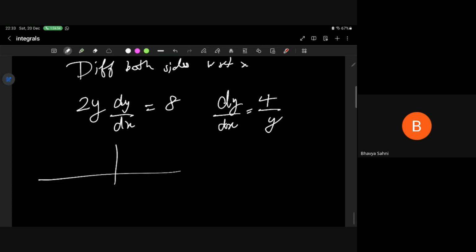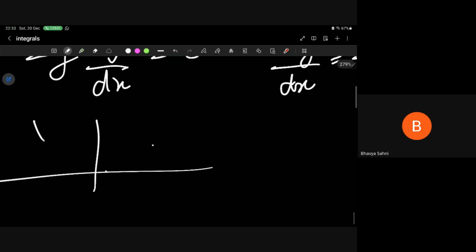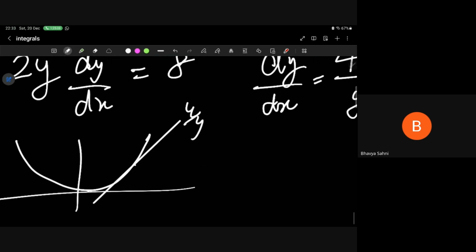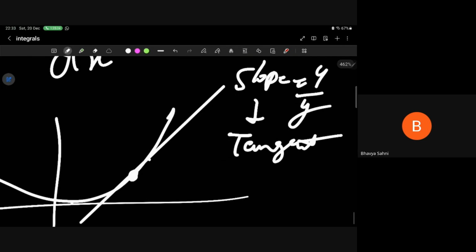So for a parabola, if we draw a line like this that is touching the parabola, the slope will be 4 by y. That is the meaning of this, no? The slope of the tangent will be 4 by y. Correct? Okay.